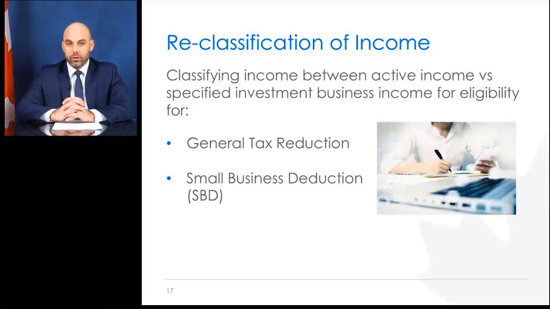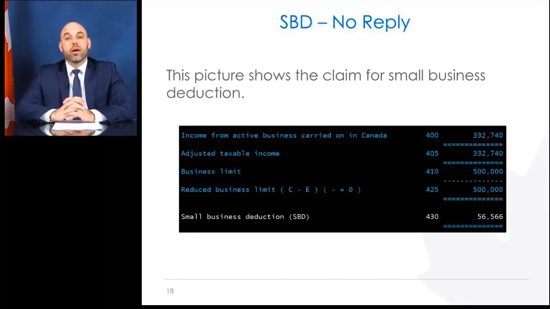Let's look at an example. In this example, the corporation claimed $56,566 for a small business deduction, or SBD. During an SBD review, we will request a description of how your corporation earns its income, and we will request a copy of your financial statements.